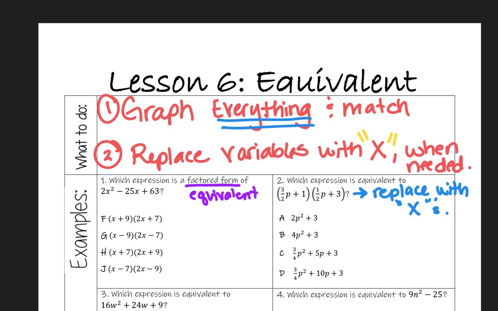And if it's equivalent, where should this graph be, if it's the same one? Right on top of it, okay? Is it on top? Nope. So it's going to go to the next one. Reminder, don't open up a new graph.